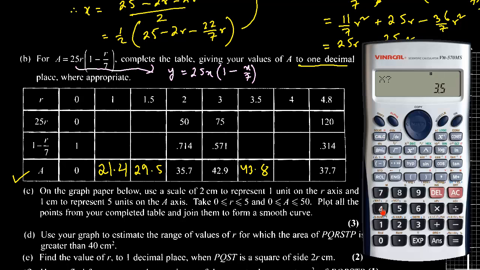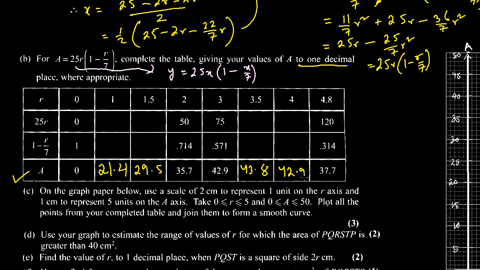Finally, when we have this 4, we have to put down 42.9. So these are the values that we have. Next, if you want to fill this up too, it would be 25 into r. So 25 into 1 is 25, 25 into 1.5, 25 into 3.5, 25 into 4 is 100, and then 1 minus 1 by this, which is 1 minus 1 by 7, and you can fill this up using the calculator too, but the main things are the x coordinate and the y coordinate.